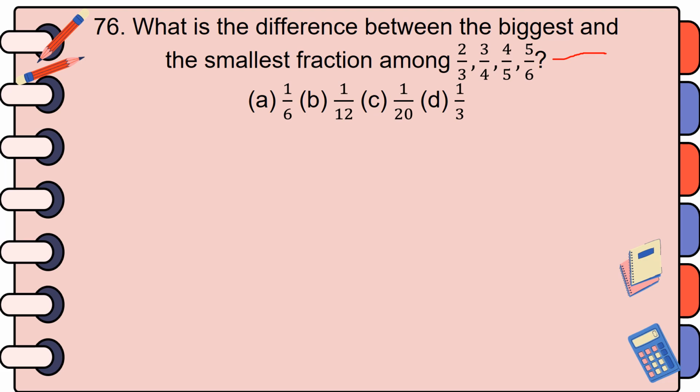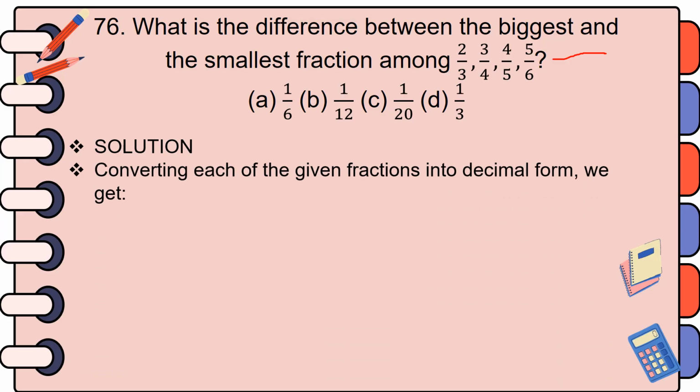First, you have to find out the biggest one and the smallest one among the fractions. Then subtract the smallest from the biggest and find the value. So to get the biggest and the smallest one, first what we have to do is convert these fractions into their decimal form. Then we can make a comparison.